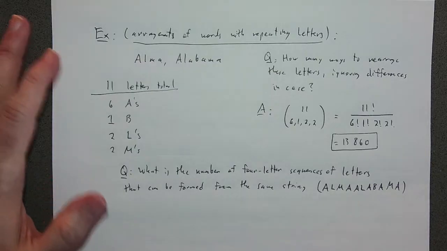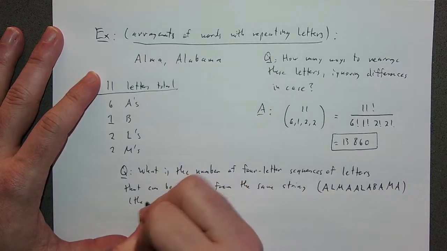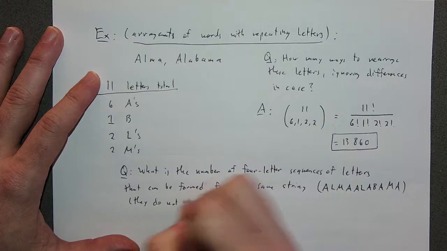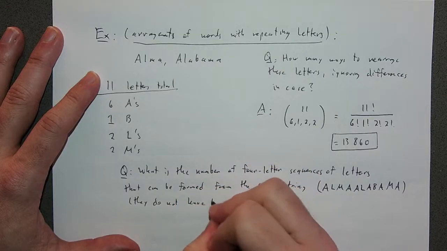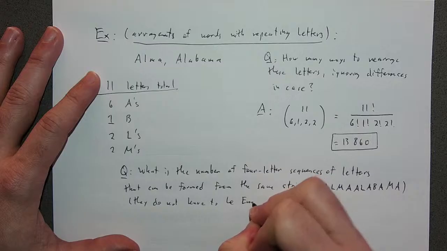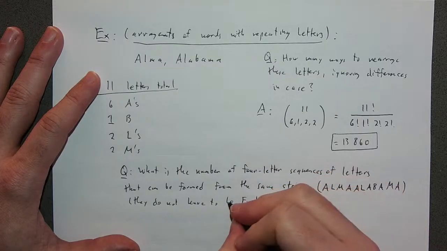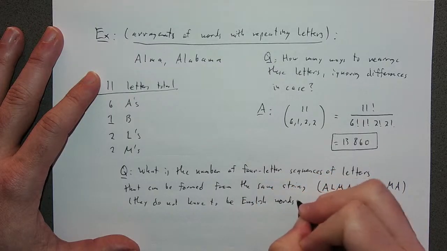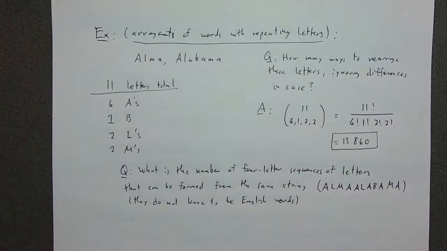Only they do not have to be English words. This is to distinguish it from a question that was asked earlier in this section. I didn't ask it, but there's a question asked earlier in this section in the textbook, except it restricts to the things having to actually be words. So they do not have to be English words. This is four-letter sequences of letters that can be formed from the string here.